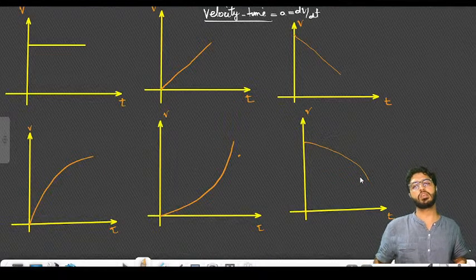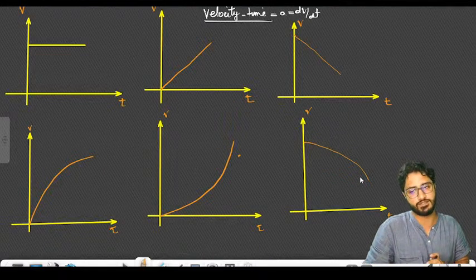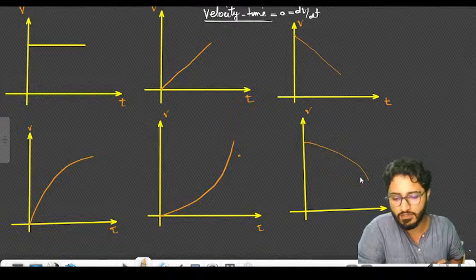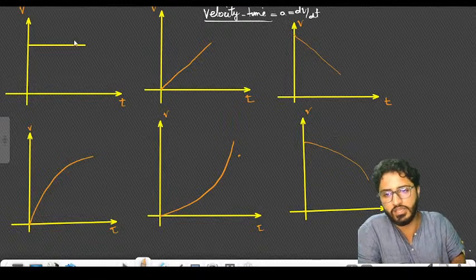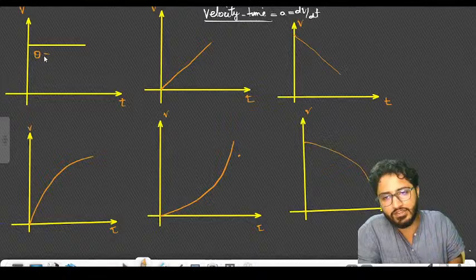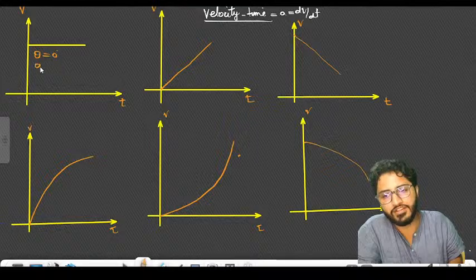Now we need to think about these graphs. Look here, I guess here you can write theta is 0 degrees. So tan 0 is 0. So my acceleration is 0. If my acceleration is 0, my velocity is constant.